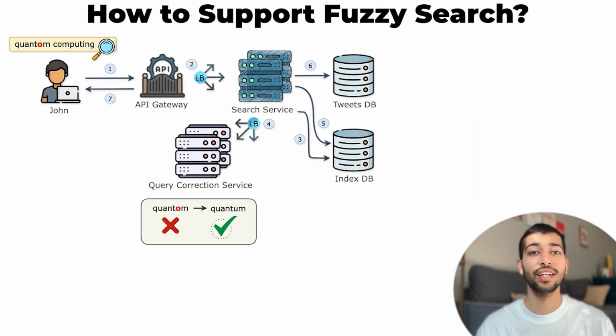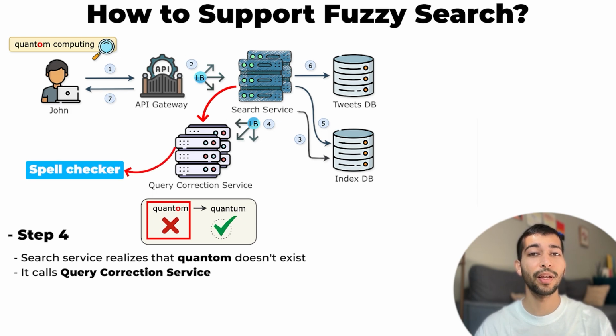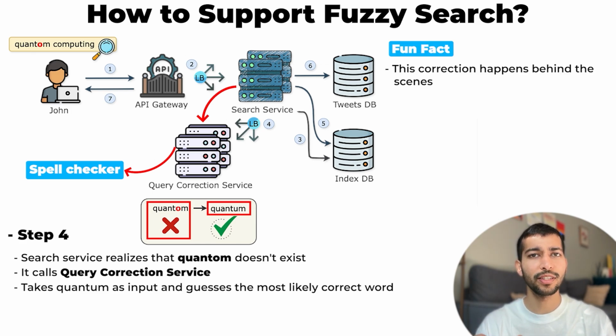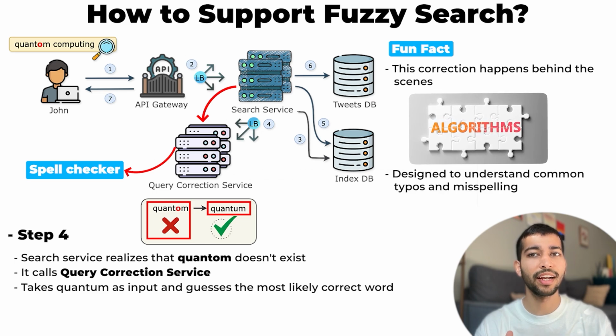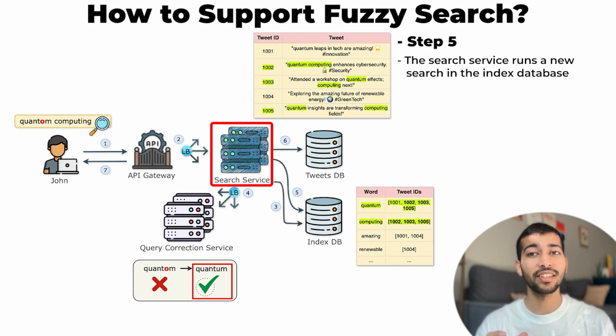What now? Well, in step number 4, the search service realizes that quantom doesn't exist, so it calls the query correction service. Think of this as a spell checker for search queries. The query correction service takes quantom as input and guesses the most likely correct word. In this case, it's quantum. Well, a fun fact here. This correction happens behind the scenes with algorithms designed to understand common typos and misspellings, which we'll cover in the deep dive insights. Step number 5. Now that the correct keyword is found, the search service runs a new search in the index database with quantum and computing.